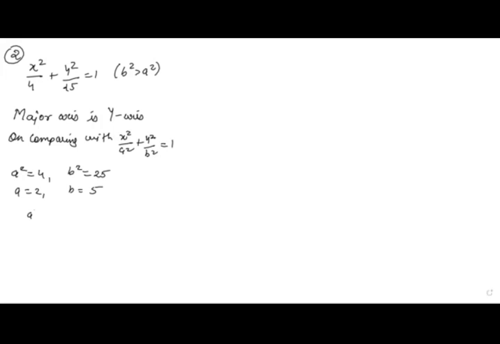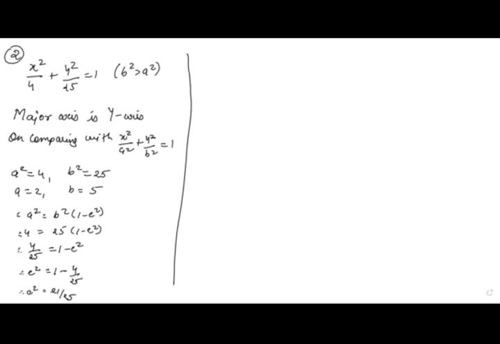Here I will apply a square is equal to b square 1 minus e square. So 4 is equal to 25 1 minus e square. So 4 by 25 is equal to 1 minus e square. E square will be 1 minus 4 by 25. Therefore e square is 21 by 25. So your e will be square root 21 by 5.